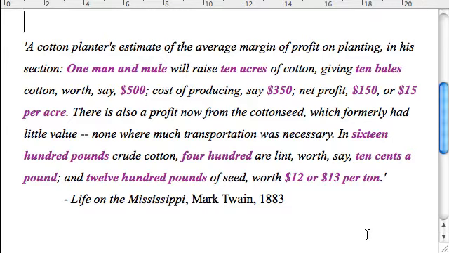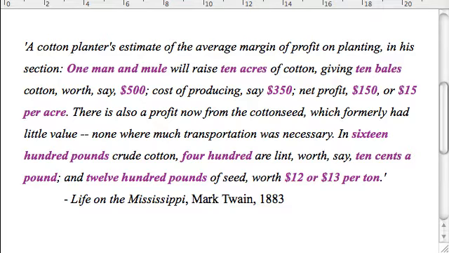There is also a profit now from the cotton seed, which formerly had little value, none where much transportation was necessary. In 1,600 pounds crude cotton, 400 are lint, worth, say, 10 cents a pound, and 1,200 pounds of seed, worth $12 or $13 per ton.